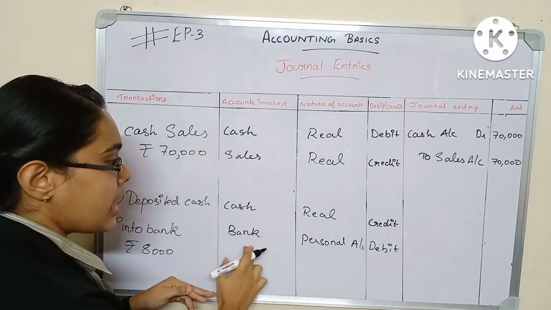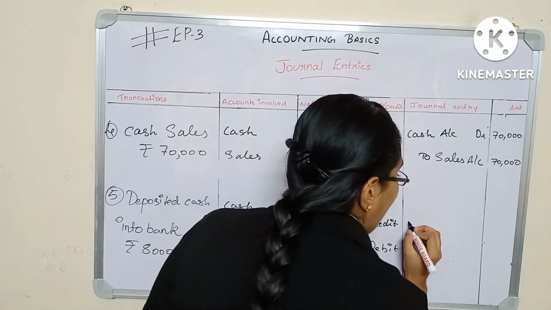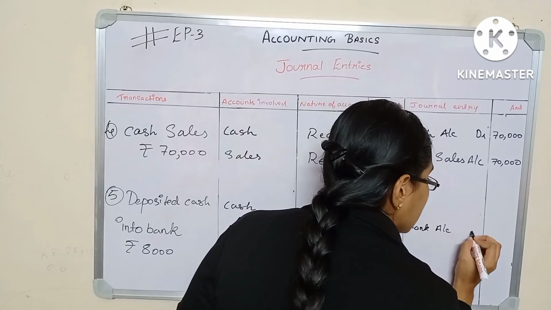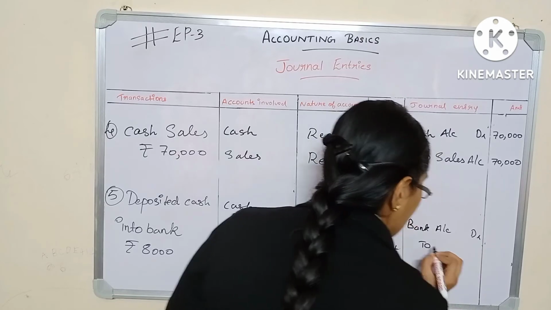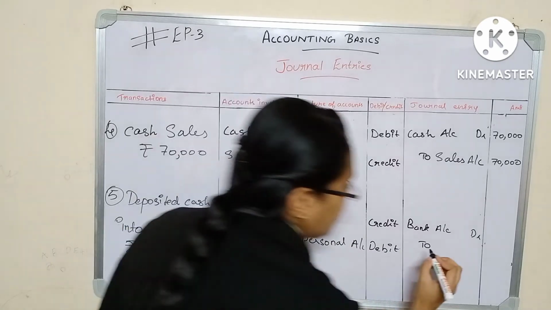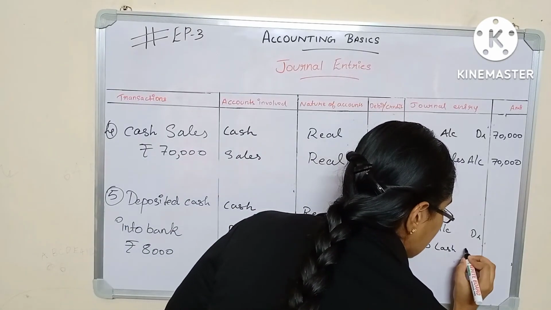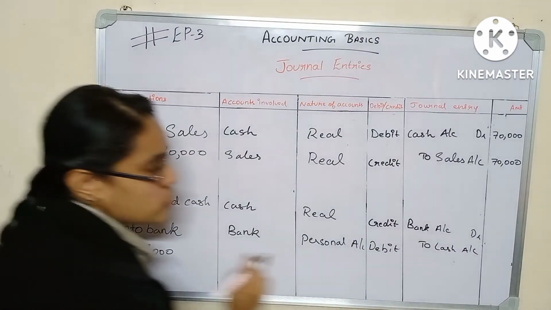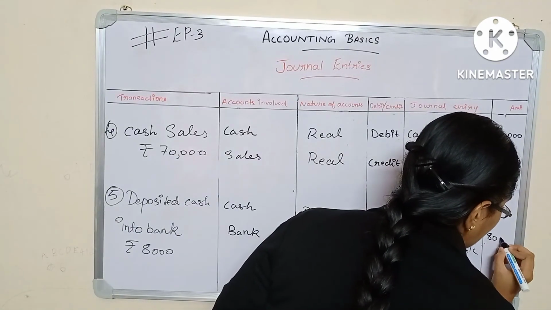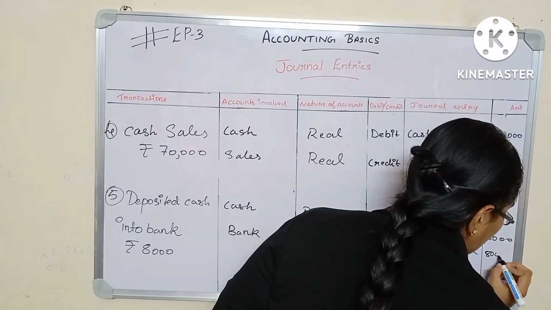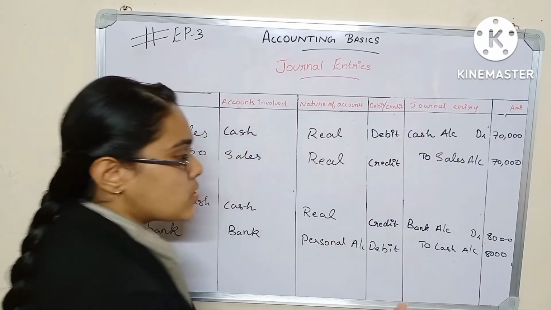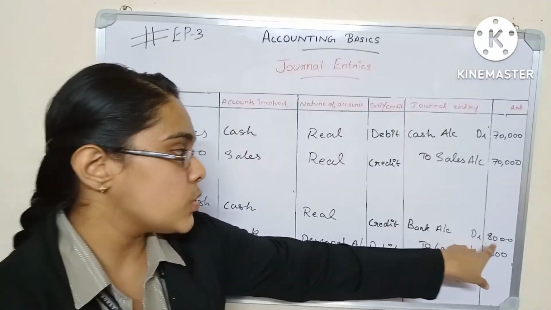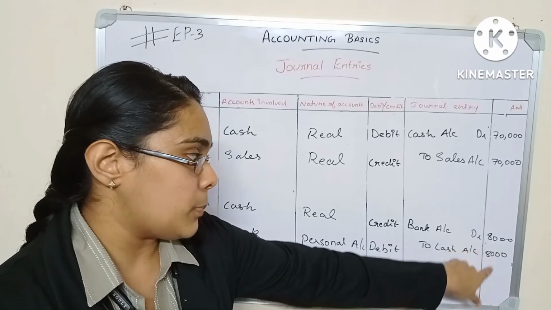Now we are going to write the journal entry. Which account have I debited here? Bank account I have debited. So you write bank first. Bank account debtor to which account you have credited here? Cash. So you write cash account. How much is the amount? You have deposited 8,000. So you will write 8,000 here. Cash is going out from your hand. At the same time, it is being deposited into bank. So you will write 8,000 here in both the places.